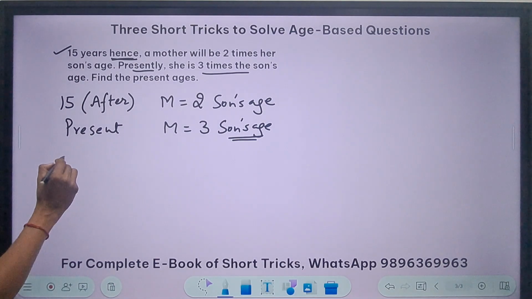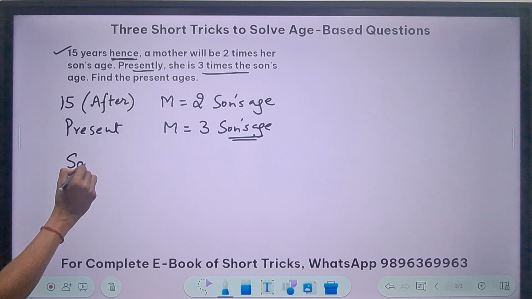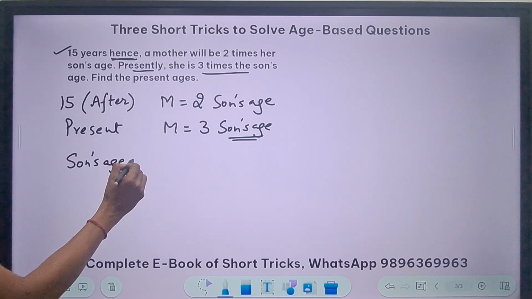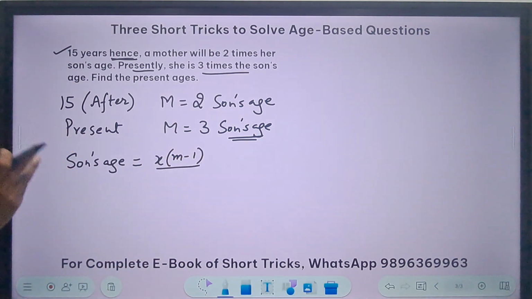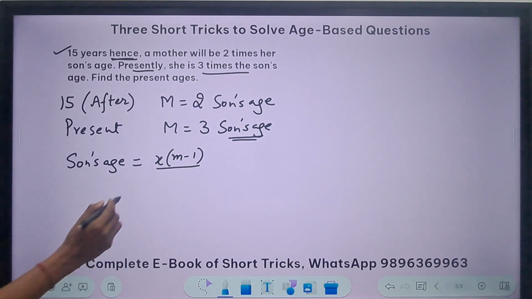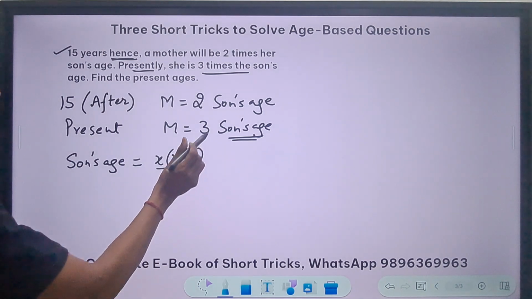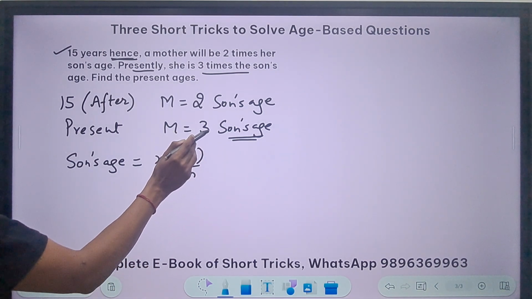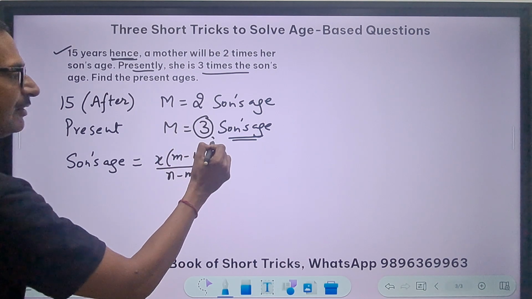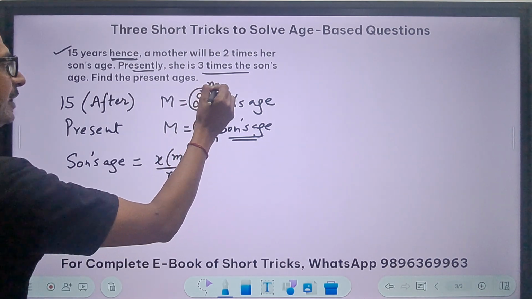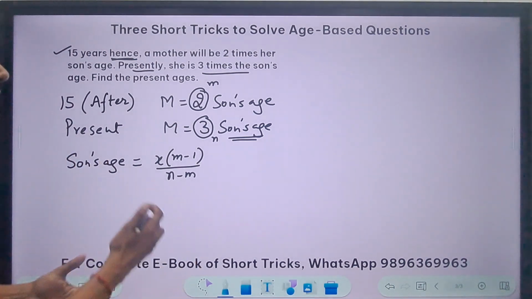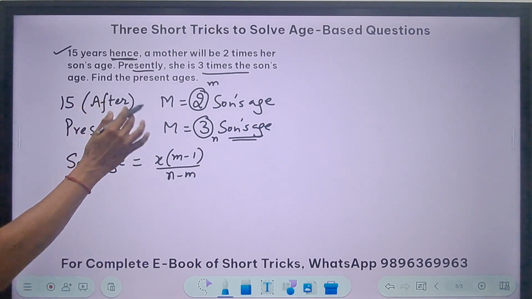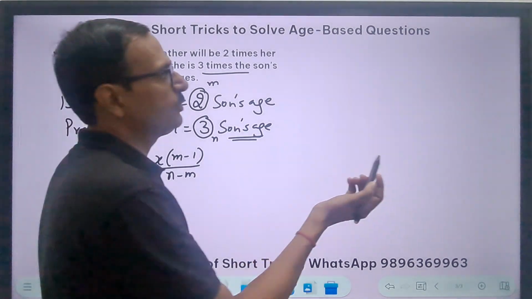Now what are we going to do? For finding the son's present age, we will use x times m minus 1, and there is only one difference. Now in the denominator we will have n minus m, because normally this will be greater now. So the value of n will be greater and the value of m will be smaller. Now you can just think about the logic, because as time passes by, the gap between, like, see, I'll give you a simple example.